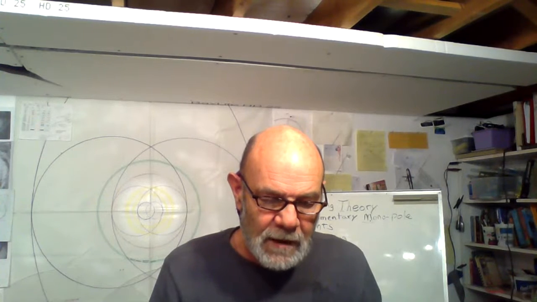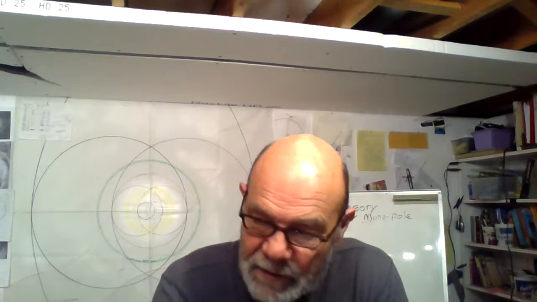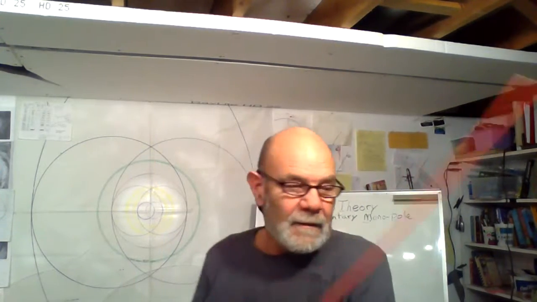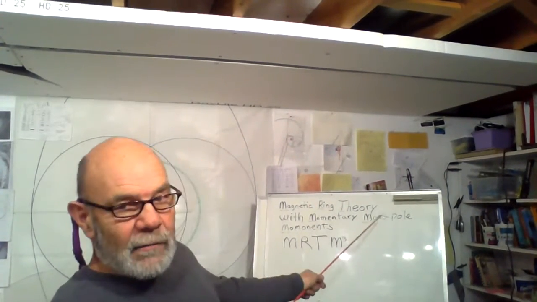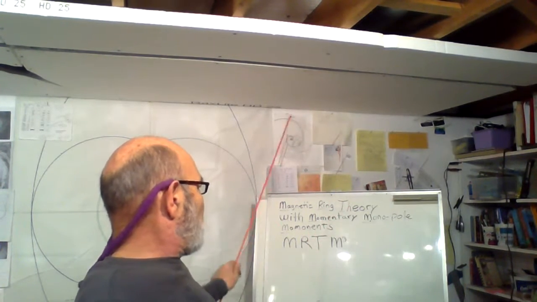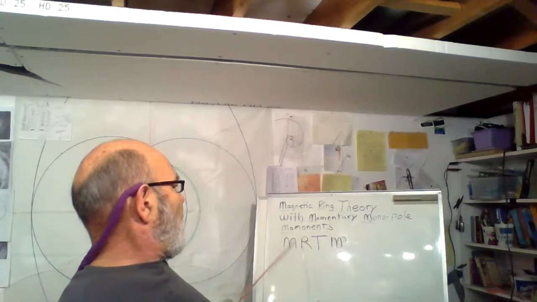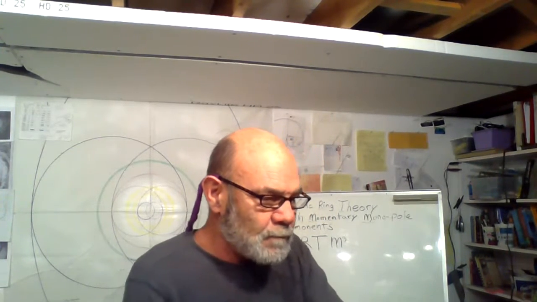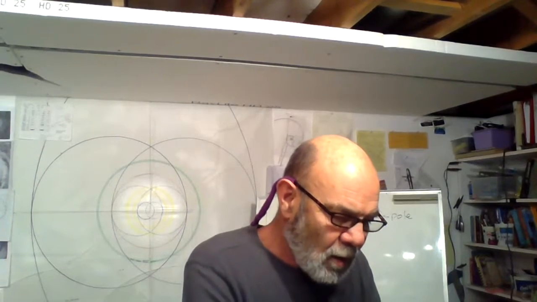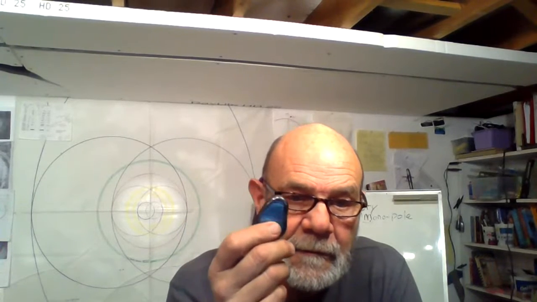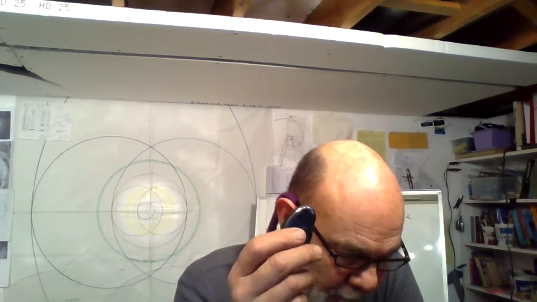And nearly a full decade ago, I put my mind to it. Came up with some of this. Came up with magnetic ring theory. Momentary monopole moments, or MRT, M3, meaning 3 M's, momentary monopole moments. What are momentary monopole moments? Well, in the magnet here, we have a north and a south pole, an attractive and a repulsive side.